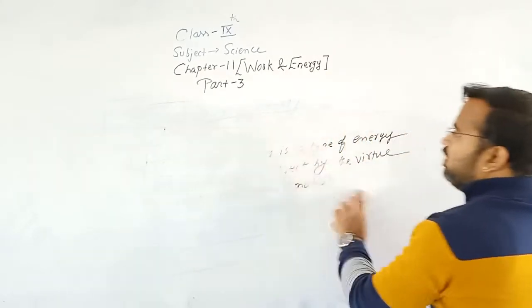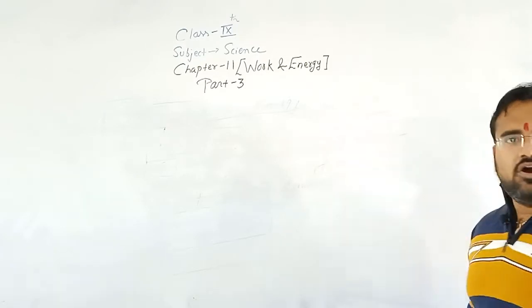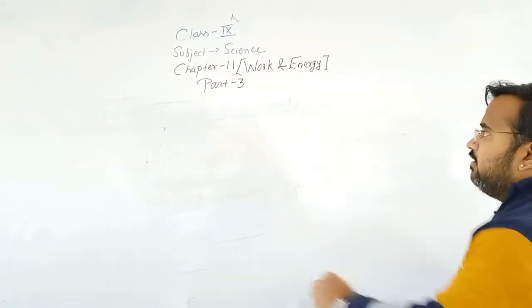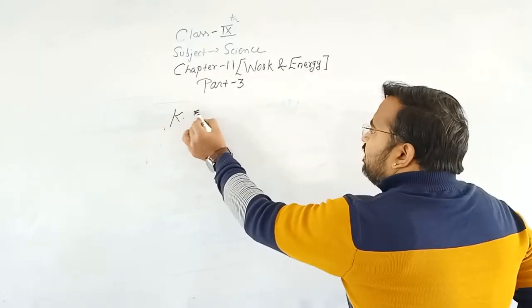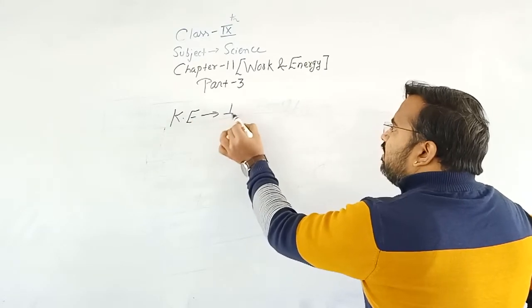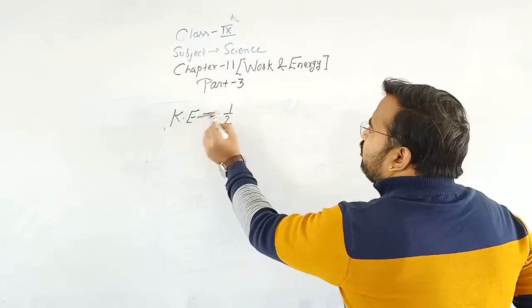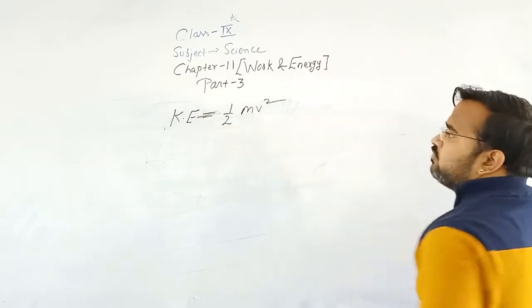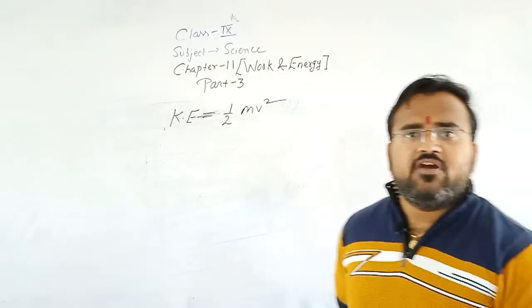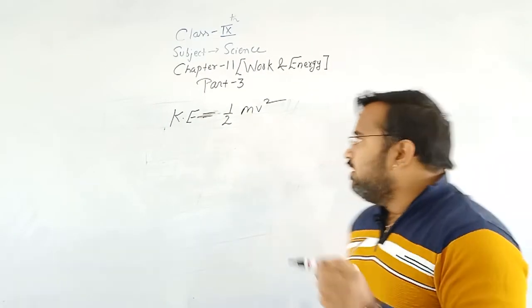Now we'll see the formula of kinetic energy. What is the formula of kinetic energy? Kinetic energy is equal to half mv square.